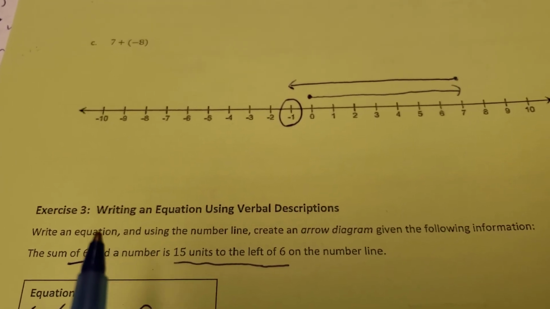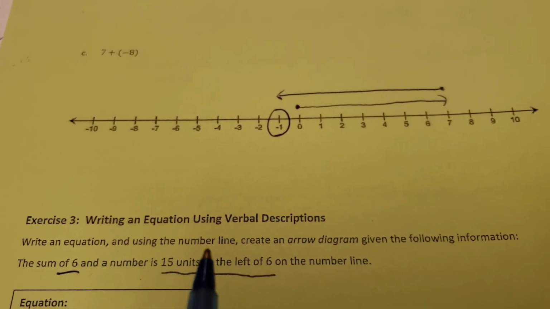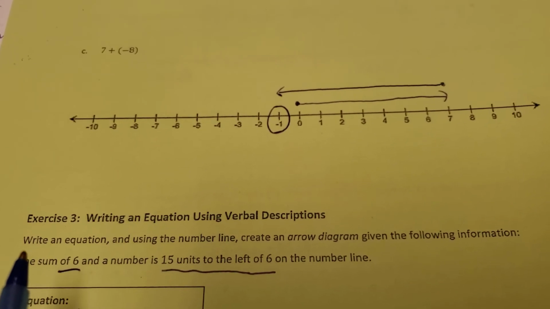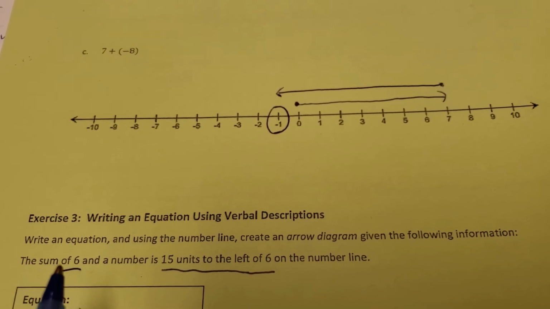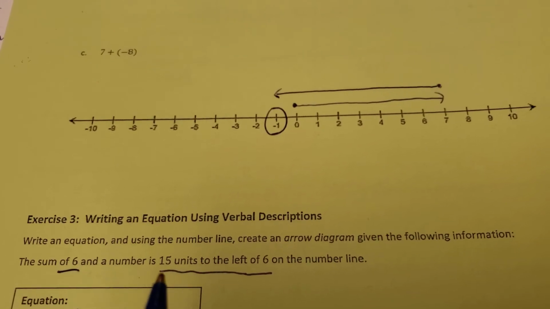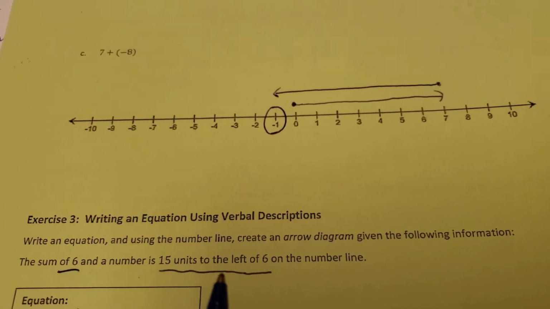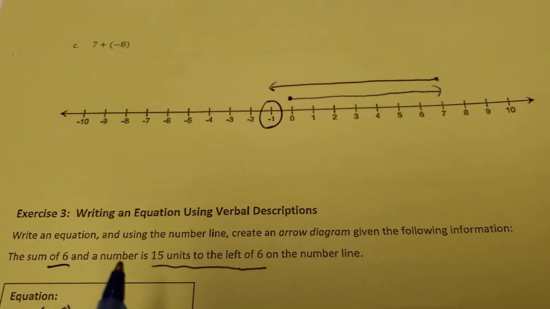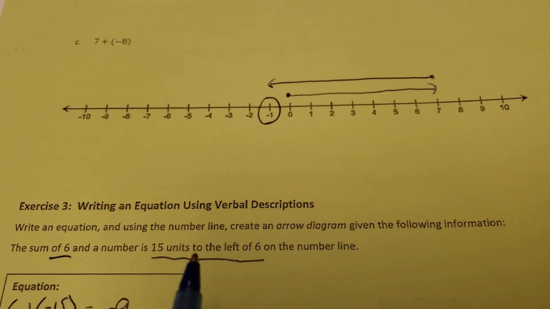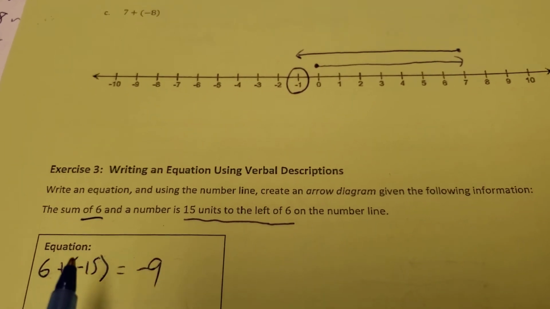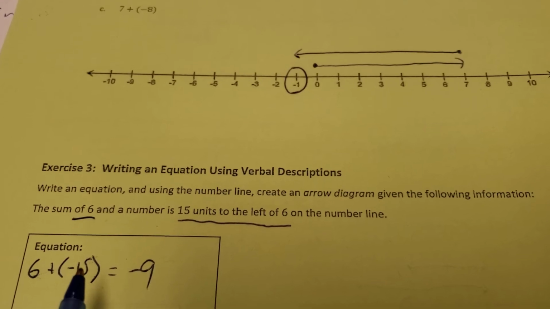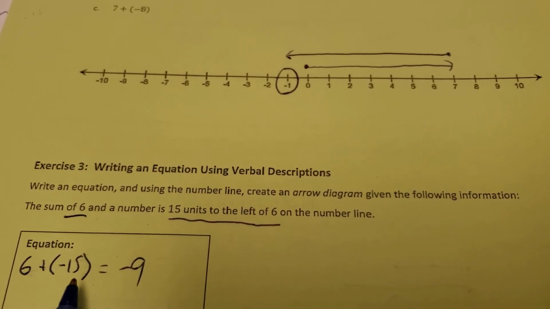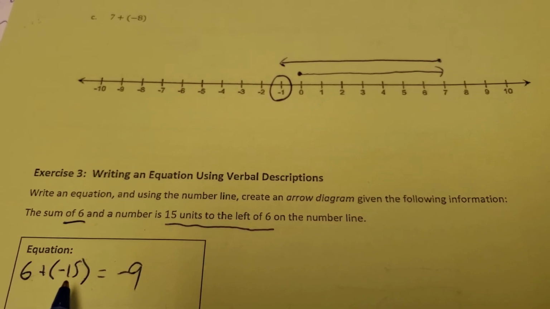All right. Next example says write an equation and using the number line create an arrow diagram given the following information. The sum, so I know I'm dealing with adding, of 6 and the number 15 units to the left of 6 on the number line. So I'm going to have to add 6 and something that's going to move me 15 units to the left. Well, something that's going to move 15 units left is a negative 15.